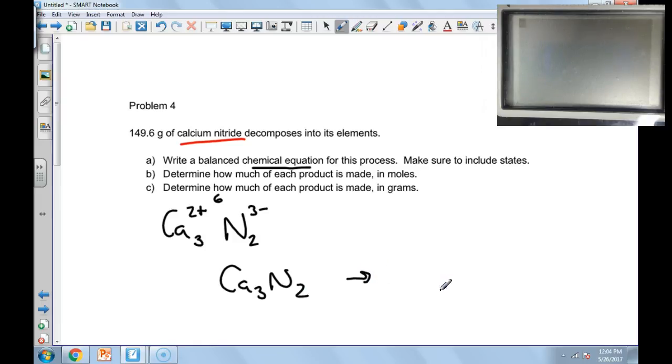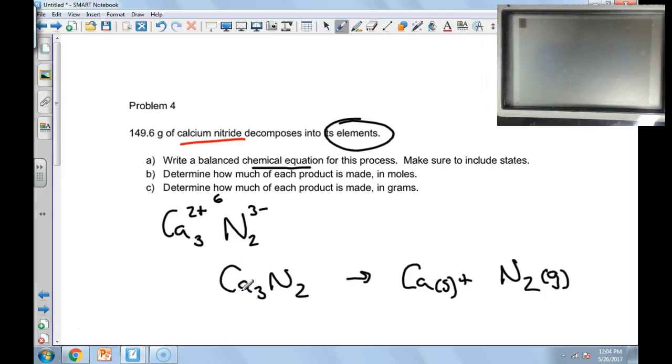and this is going to react to form Ca plus N2. Normally, we wouldn't necessarily know exactly what the products of a decomposition reaction are, but in this case, it's telling us that it decomposes into its elements. And so calcium we find as calcium metal, so it's a solid, and then nitrogen we find as nitrogen gas, like in the air. What's the state of calcium nitride? Well, we don't know. It doesn't say. So we have to make some guesses.